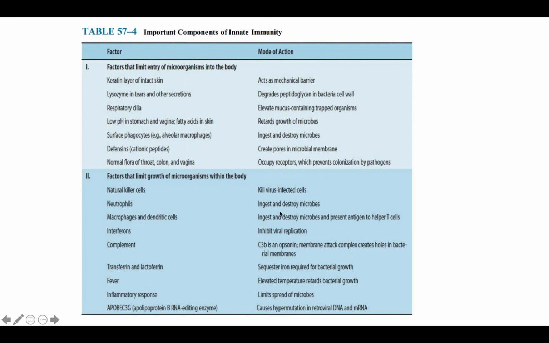Macrophages and dendritic cells, we said, have the same ability, but they are also able to present antigens. Interferons are proteins that you can make that inhibit viral replication, inhibit the polymerases of the virus, the ability to replicate their DNA or RNA. Complement, C3b, has a function similar to antibodies. It can bind foreign objects without being specific. It is specific to them, but I do not make it.